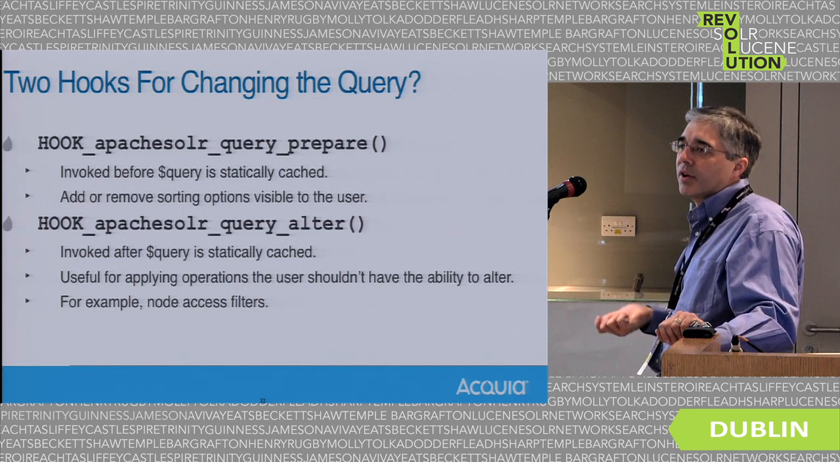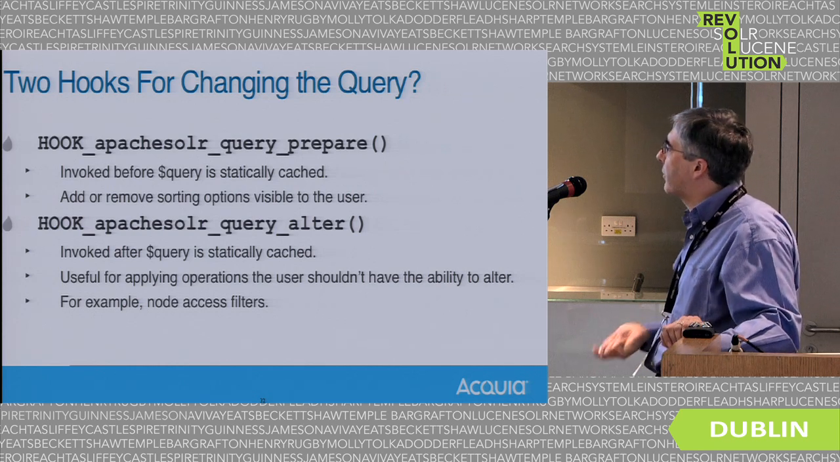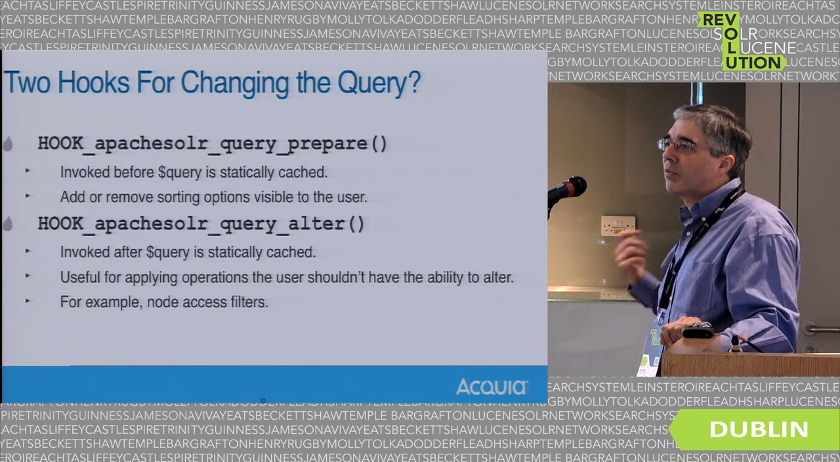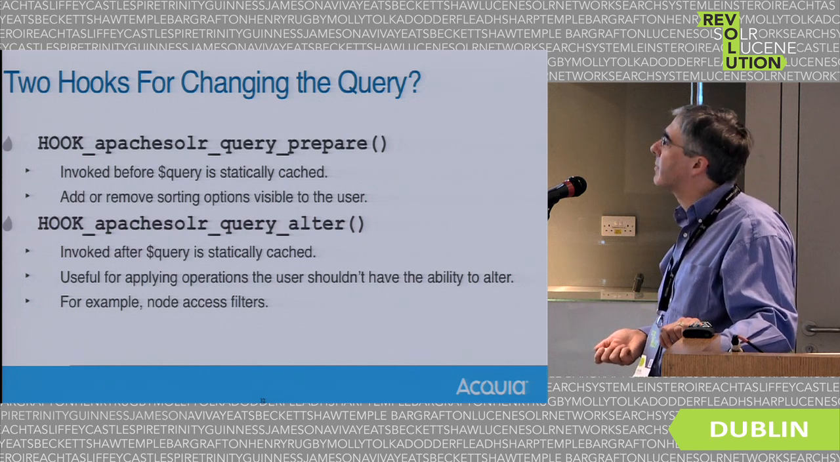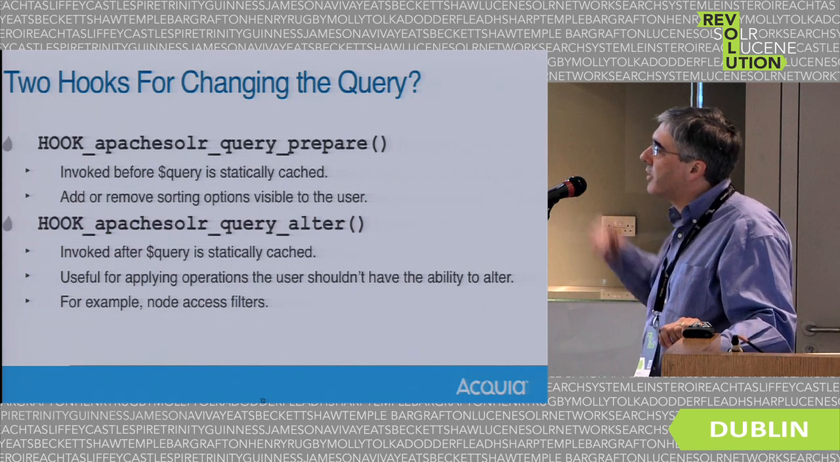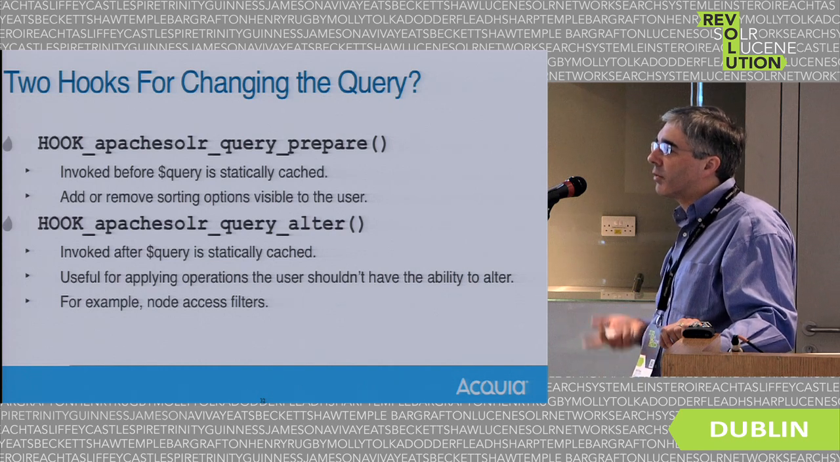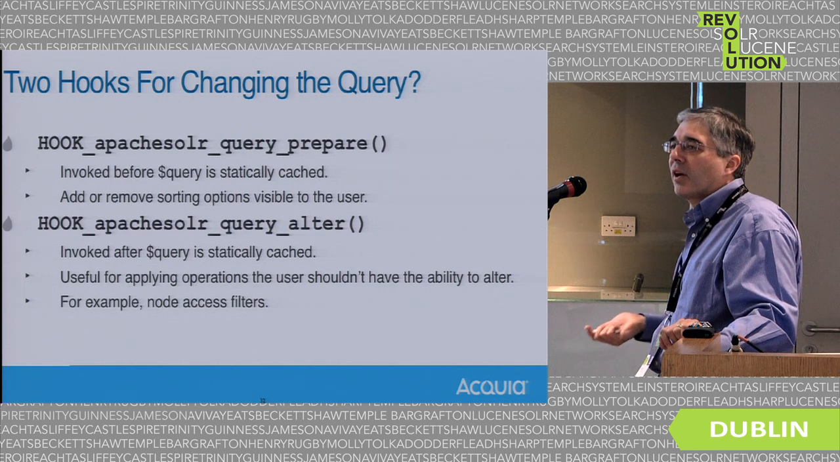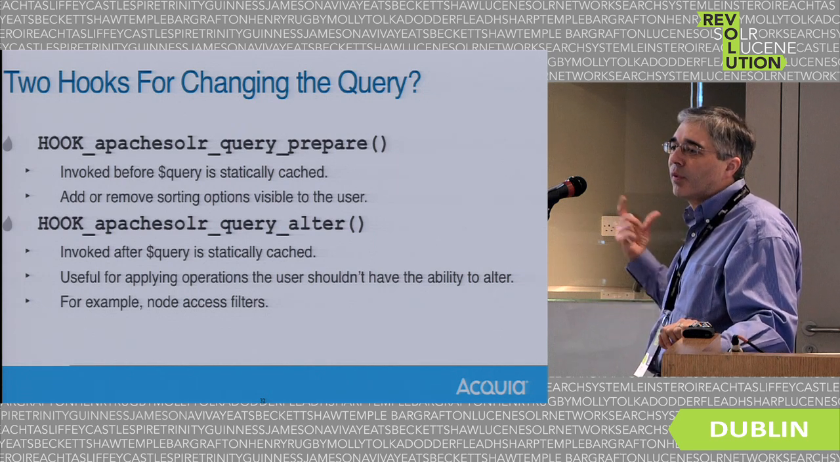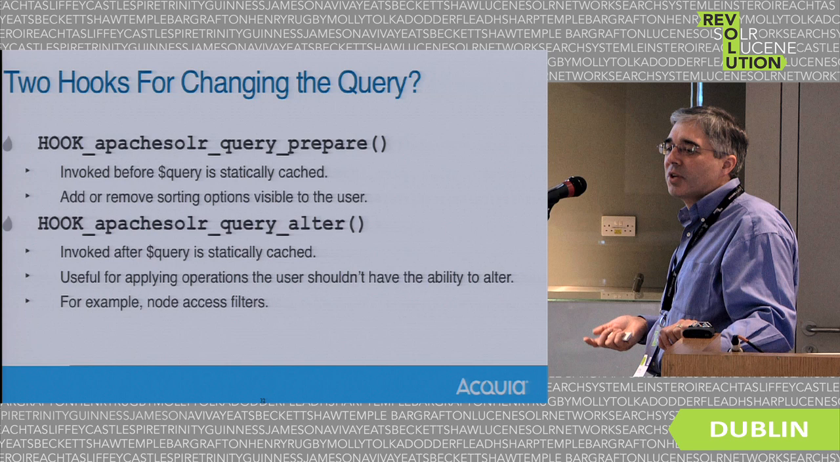So if you want more data returned from the Solr index, you need to add an extra FL parameter. Or you might want to filter the data, so you want to restrict, for some reason, what your users are seeing in the index. We have these two different Drupal hooks that run one right after the other. The first one I showed you is the prepare hook. That's invoked before we cache this query object.